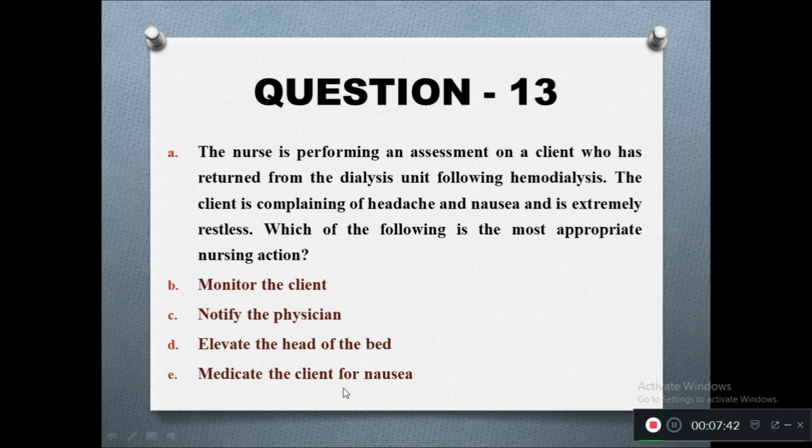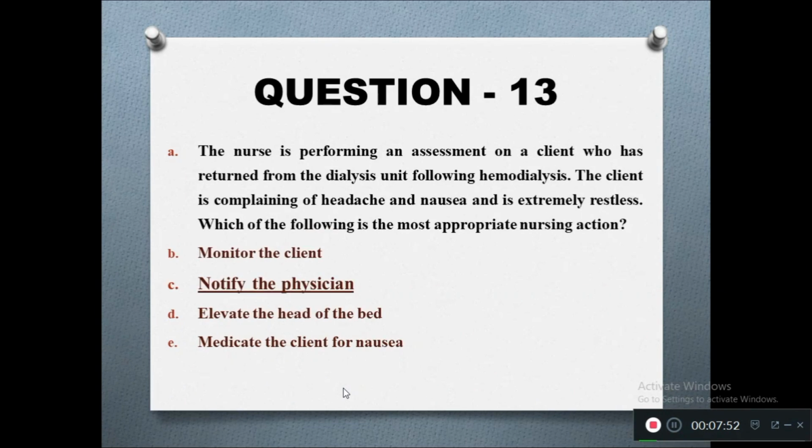So in this, the nurse must immediately notify the physician when the patient comes from the dialysis unit. If they complain of headache and nausea and restlessness, the nurse should notify the physician immediately.